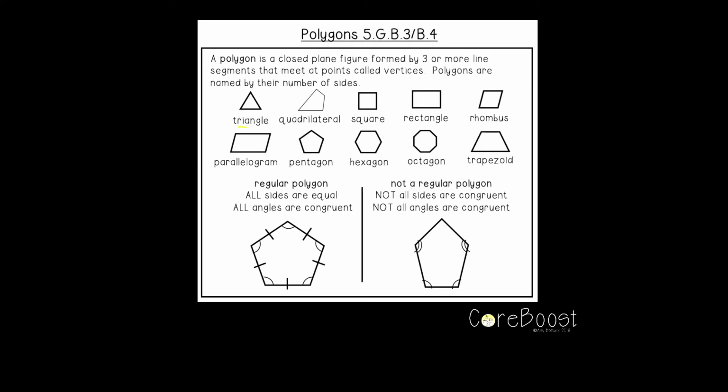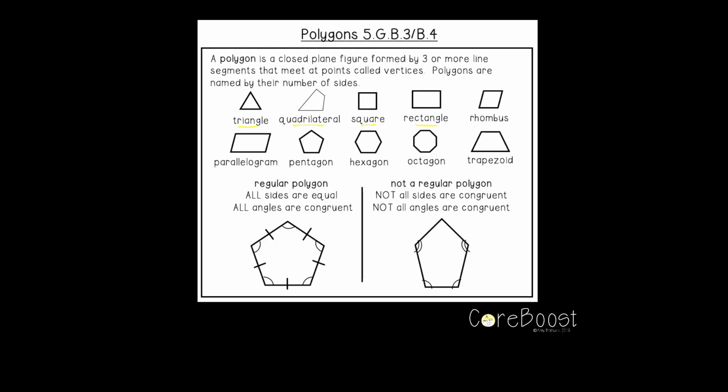So a triangle has 3 sides, a quadrilateral has 4 sides, and a lot of shapes are considered quadrilaterals. Quadrilateral is the broadest way to describe a 4-sided polygon. So we have a square that's a quadrilateral. It's a very specific kind of quadrilateral with equal sides and congruent angles. We have a rectangle that is a quadrilateral. It's not a square because it doesn't have 4 equal sides, but its opposite sides are parallel.